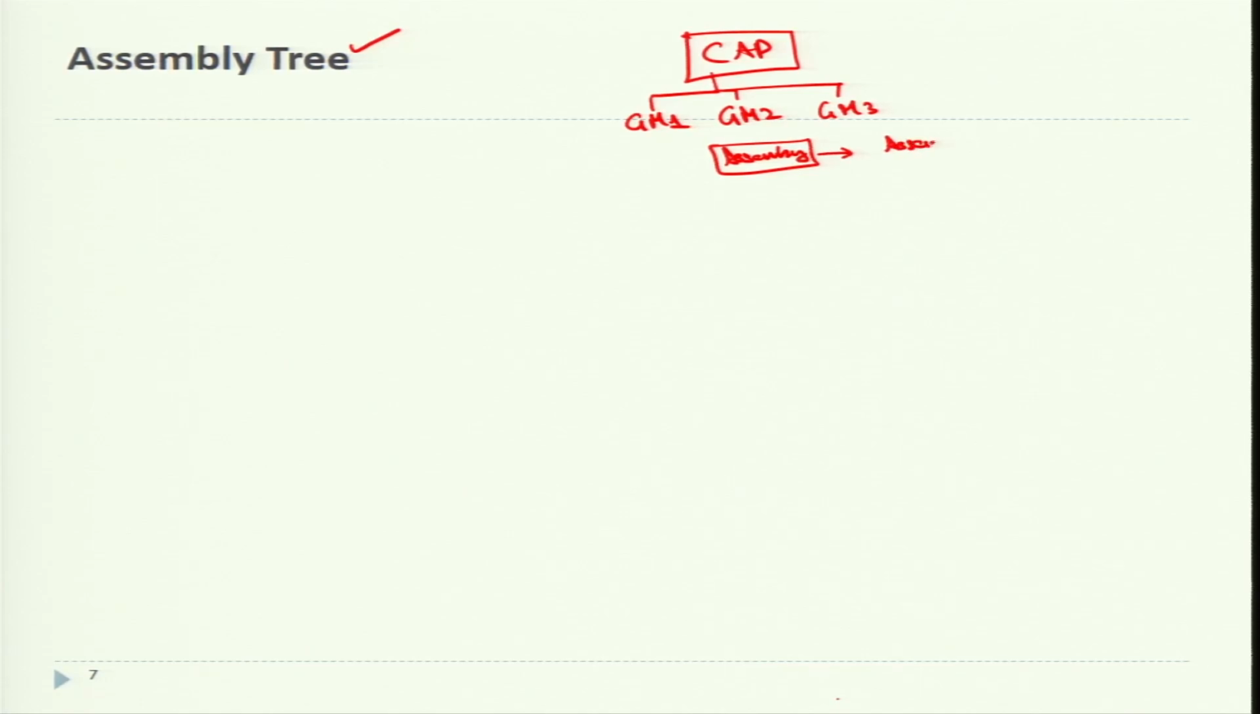When I say a CAD system, a computer-aided design system has geometric model 1, geometric model 2, geometric model 3 and so on. These are all connected to have an assembly. Right, this assembly model is now taken for the assembly analysis.